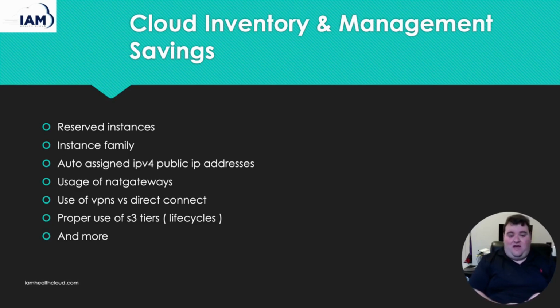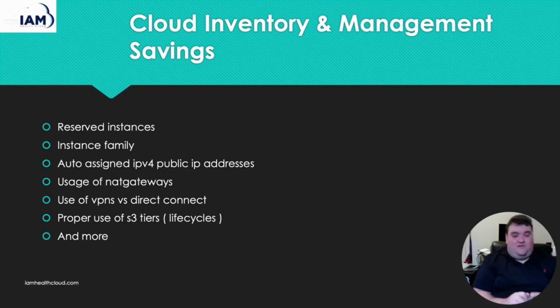Auto-assign IPv4 public IP addresses. Amazon and other software vendors love to automatically assign an IPv4 address to a resource. That costs money. You don't always need it. You can move into a private IP, which is completely free. NAT gateways, they tend to grow. They're overutilized or underutilized and can be replaced with something a little bit better, like a NAT instance. A lot of savings to be had there.